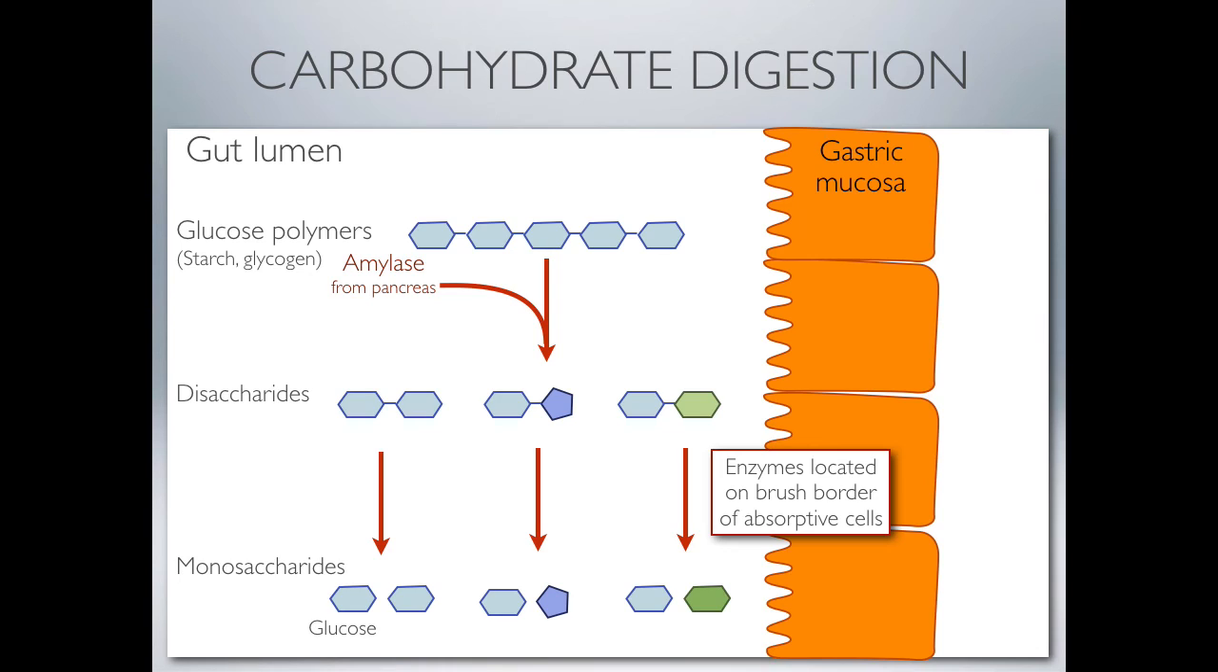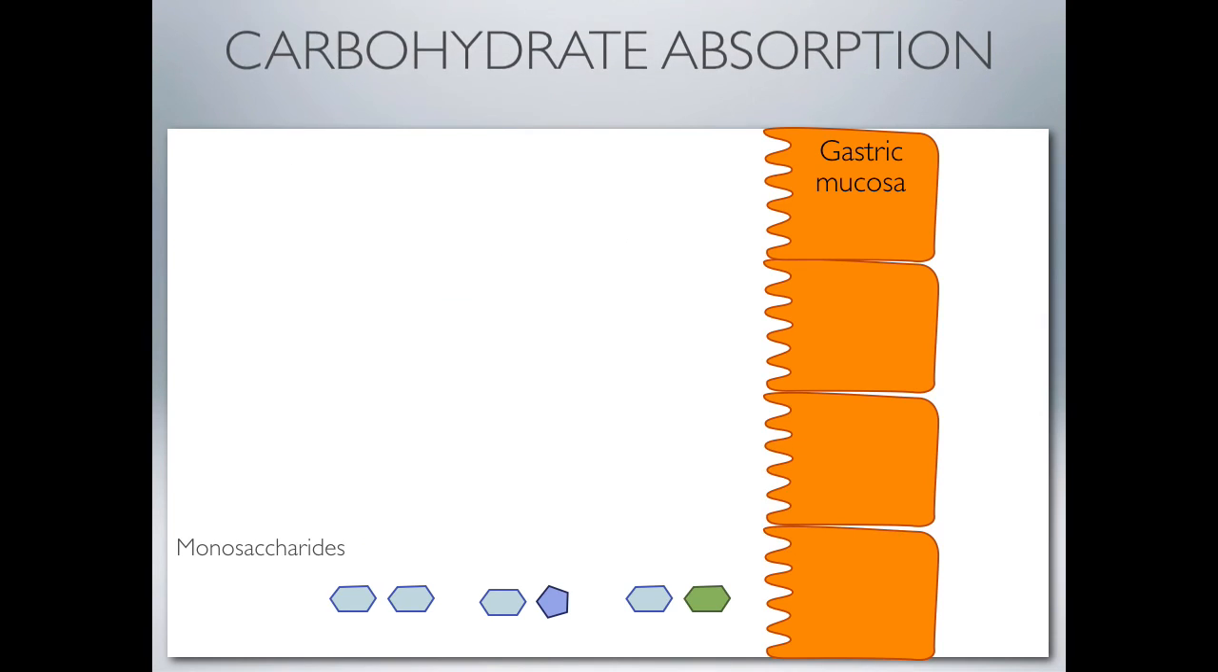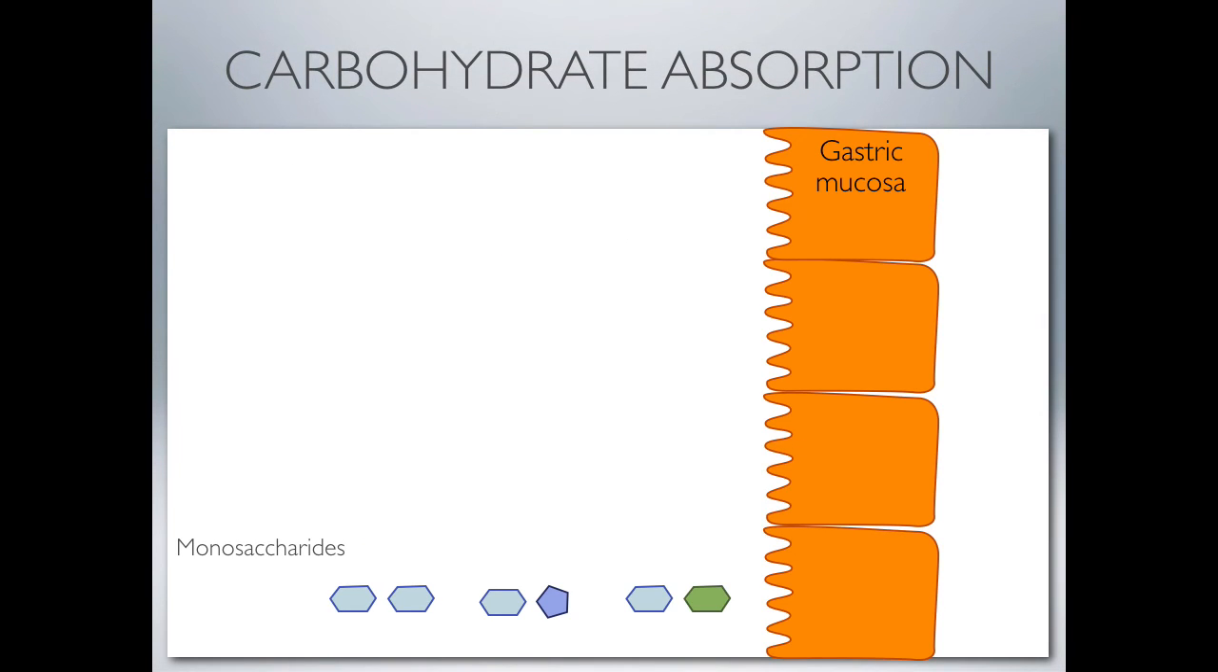All right, so by the end of these processes, we've got amylase in the lumen of the gut producing the disaccharides, and the brush border cells then producing monosaccharides. Now we're at the point where absorption can occur. Absorption is, of course, getting the molecule from the lumen of the gut across the absorptive cell and into the bloodstream.